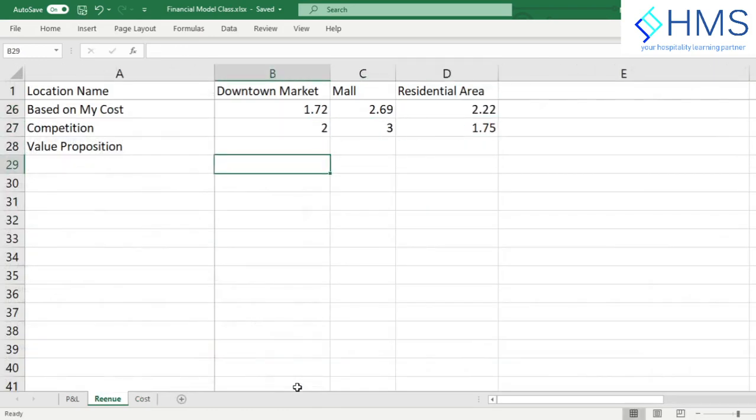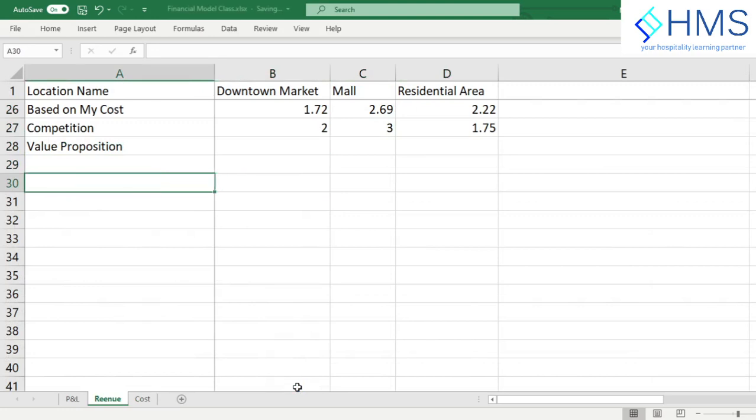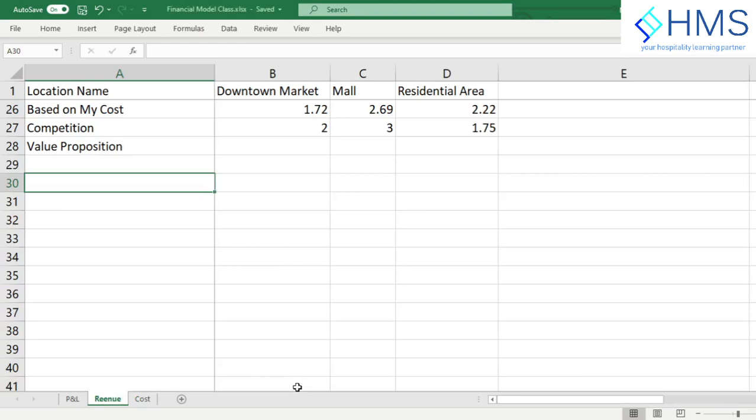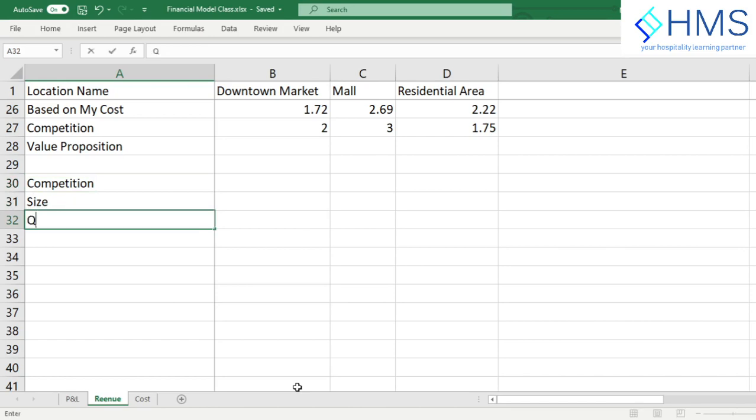So that's one way. Now the third way is the value proposition. What is the value proposition? Value proposition basically is the extra value that we are giving to the customer. So let's say we have a competition, and we are assessing the competition's value proposition in terms of quality, quantity, and size.